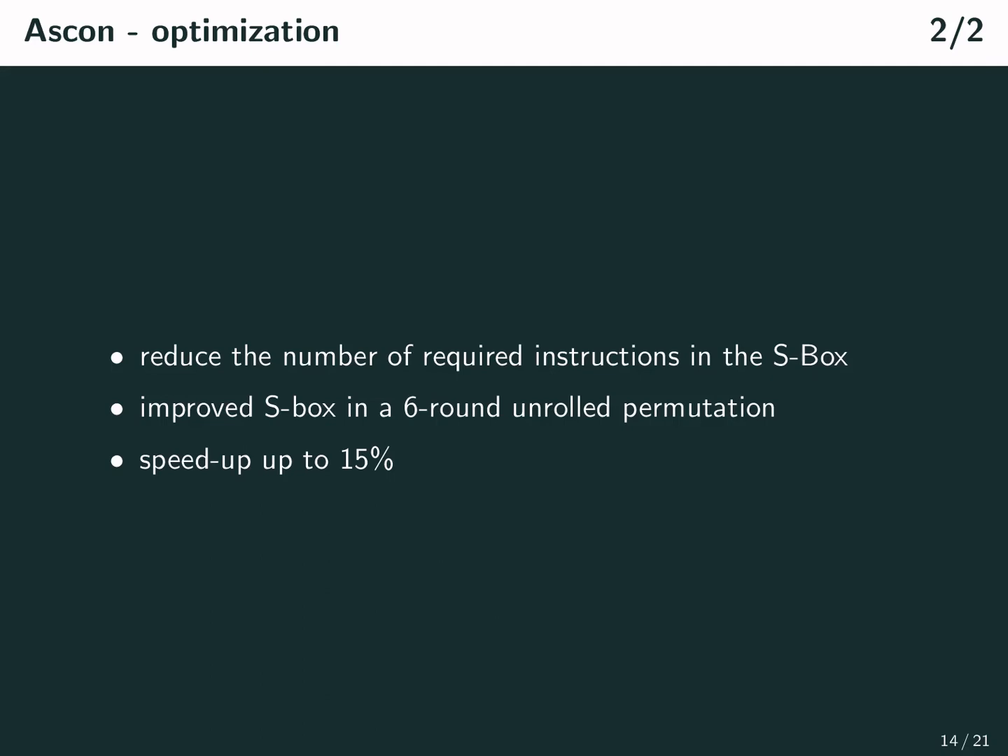Our final implementation makes use of the improved S-box formula in a 6-round unrolled optimized C permutation. By folding the processing of associated data and message, we are able to reuse the code and have the compiled code fitting in the instruction cache. Applying these modifications, we achieved our best results, 15% faster than the baseline.